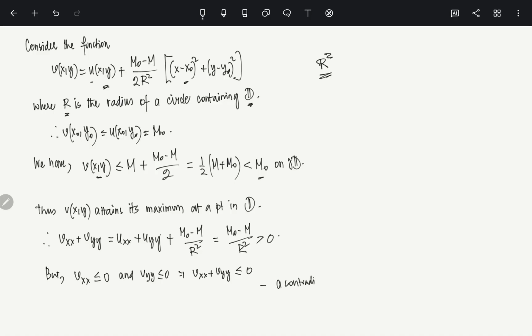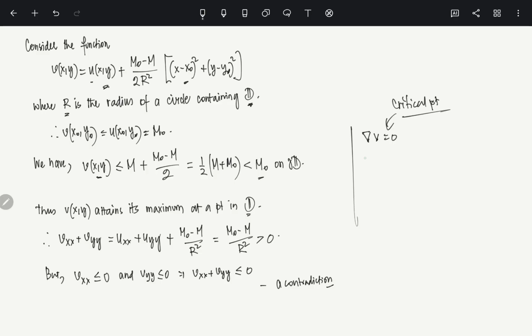I hope you know why this is true. Let me just do it again. See, let's say v attains its maximum at a point inside the domain D. If there is a maximum, then you know that the gradient of v is going to be 0. So essentially that will give you that v has a critical point.